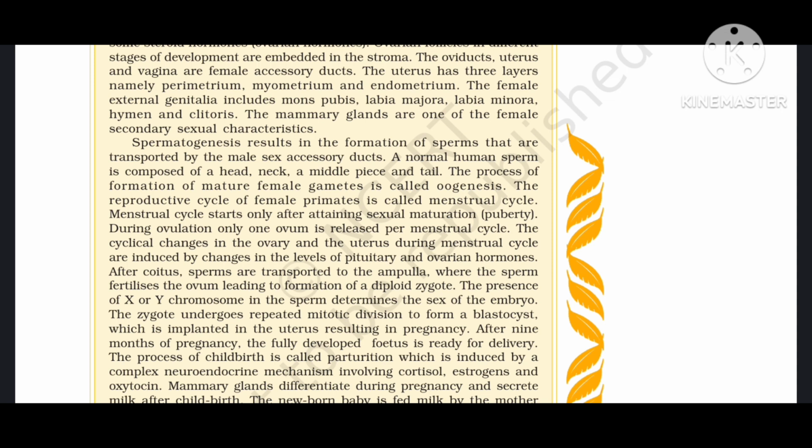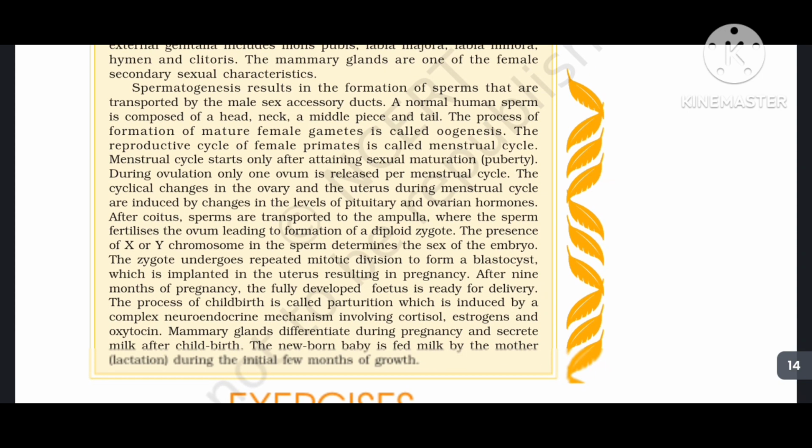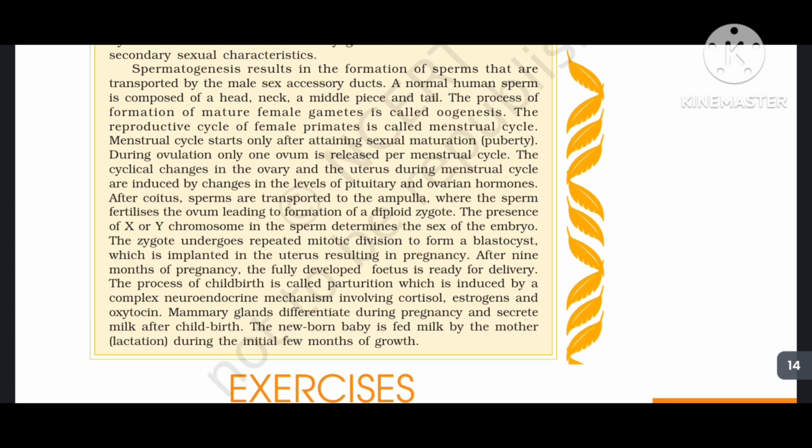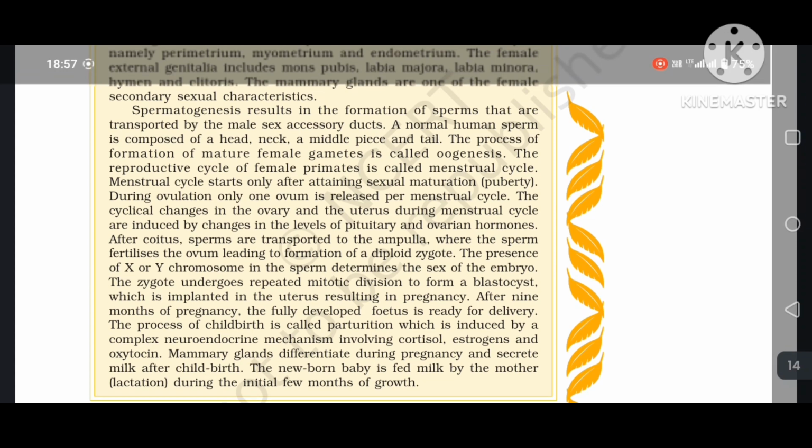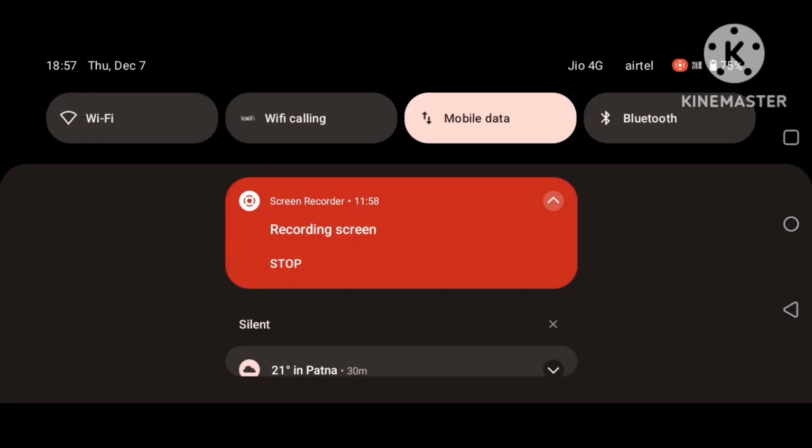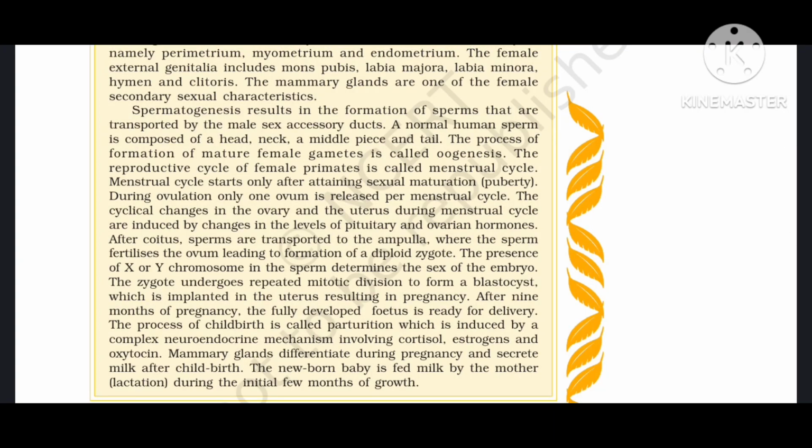Spermatogenesis results in the formation of sperm that are transported by the male sex accessory ducts. A normal human sperm is composed of a head, neck, a middle piece, and tail. The process of formation of mature female gametes is called oogenesis. The reproductive cycle of female primates is called the menstrual cycle. The menstrual cycle starts only after attaining sexual maturation, puberty. During ovulation, only one ovum is released per menstrual cycle. The cyclical changes in the ovary and the uterus during the menstrual cycle are induced by changes in the level of pituitary and ovarian hormones.